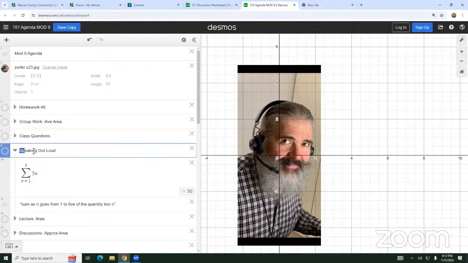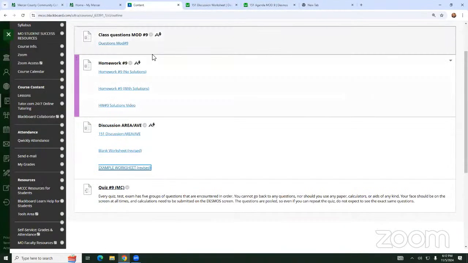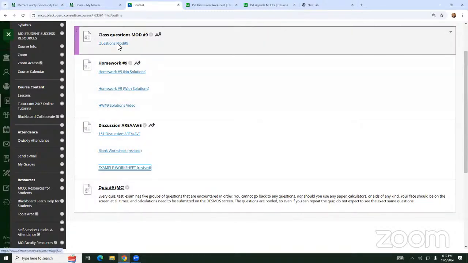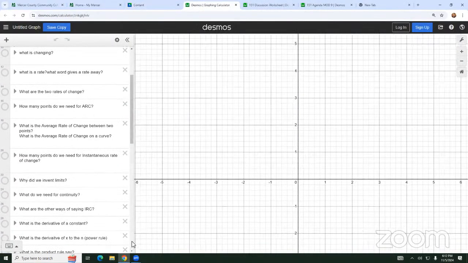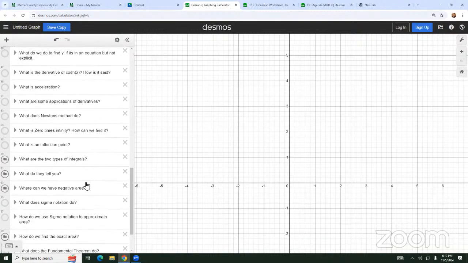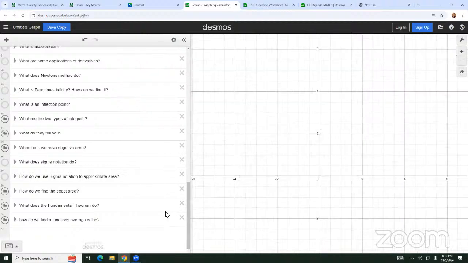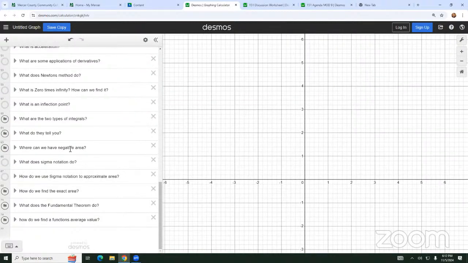So the speaking out loud part of the class questions are, what is math? Let me just quickly go over some of them anyway, even though I'm not taking attendance. Here are some new questions that we have. What are the two types of integrals?